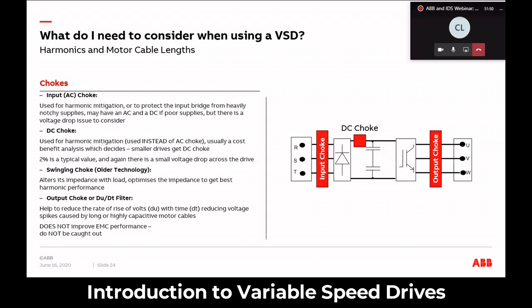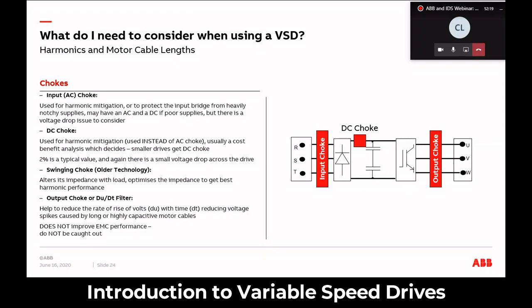On a lot of the older drive technology, they used to have these things called a swinging choke. It's very similar to your passive filters for harmonics, in that the impedance would alter with the load, so that the system would optimize the impedance to get the best harmonic performance. But in this day and age, you very rarely see that now, at least anyway, on new drive products.